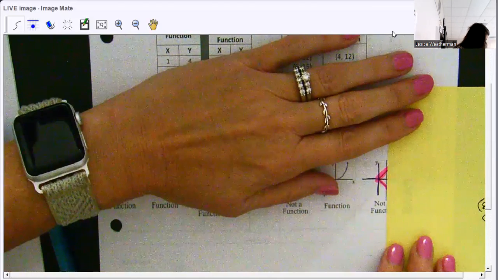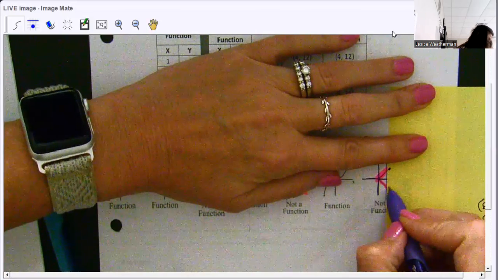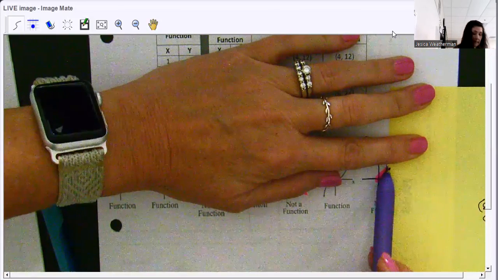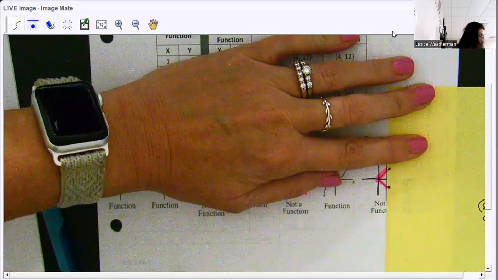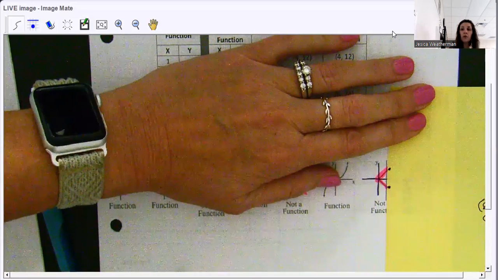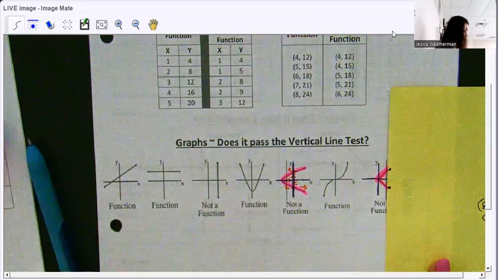So here's my line. Notice that this graph is touching my paper or my vertical line test twice, hitting the same point across the x-axis, but giving me 2 different points on the y-axis. And you can't have that. That did not pass the vertical line test. Therefore, it is not a function.